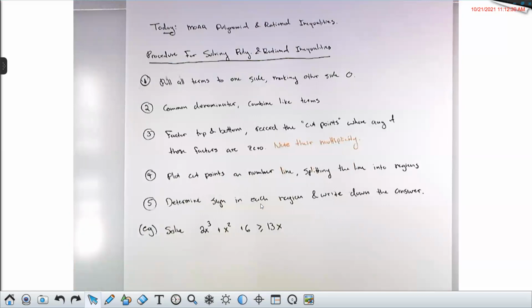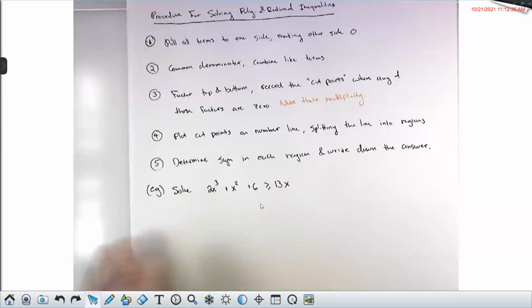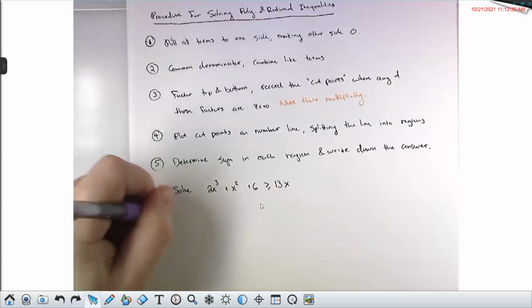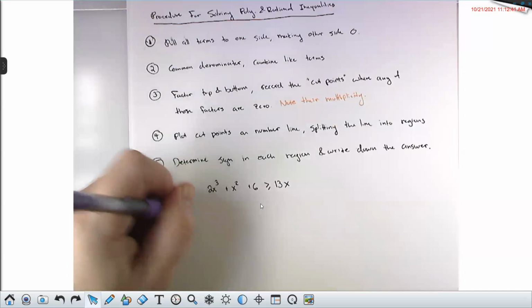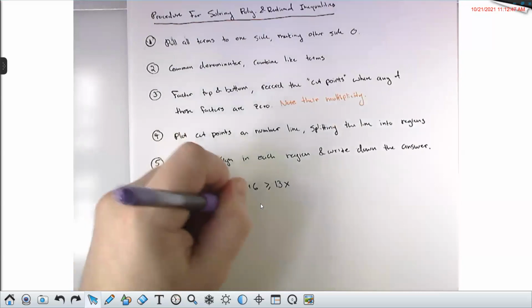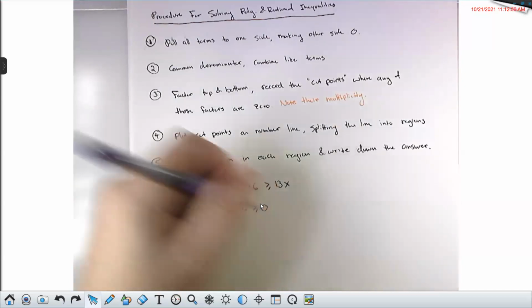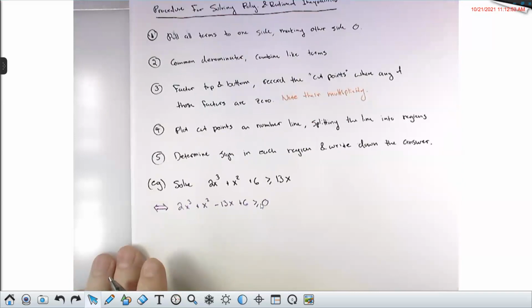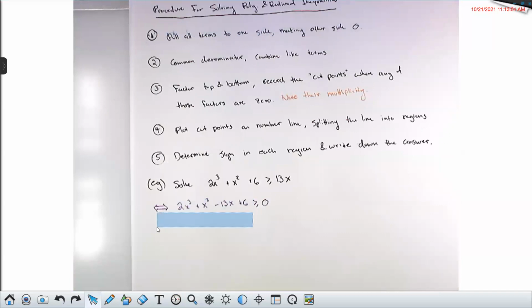I'm going to do it by following these steps. So my very first step is going to be to pull everything to one side. So I'm going to subtract the 13x over. That'll give me 2x cubed plus x squared minus 13x plus 6 is greater than or equal to 0. So I've pulled everything to one side. That's step one. There is no need for a common denominator here because there are no denominators. And the like terms are already combined. So steps 1 and 2 are done. Step 3 is to factor everything and find those cut points.